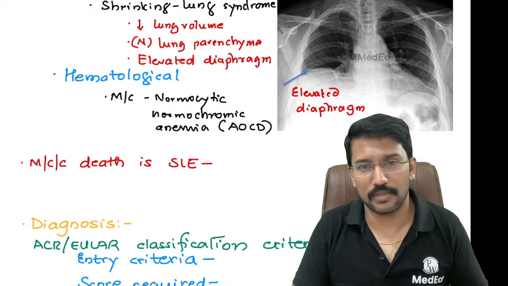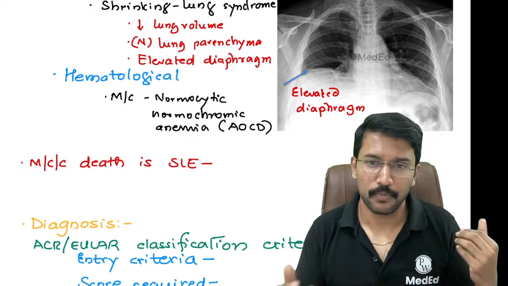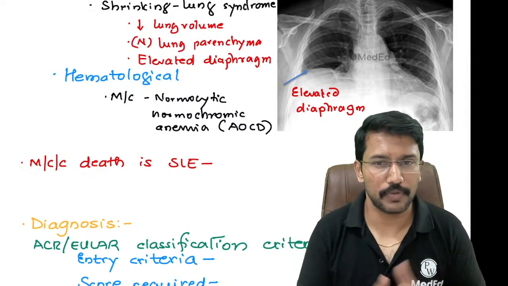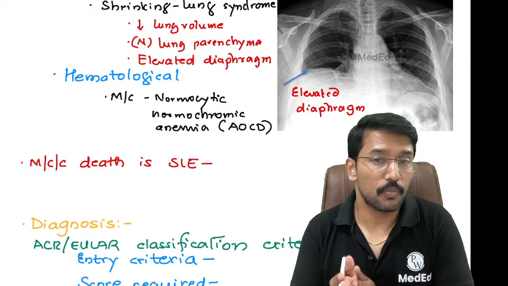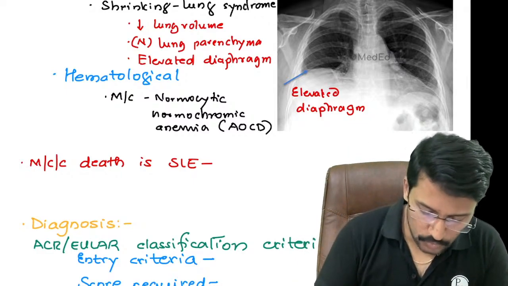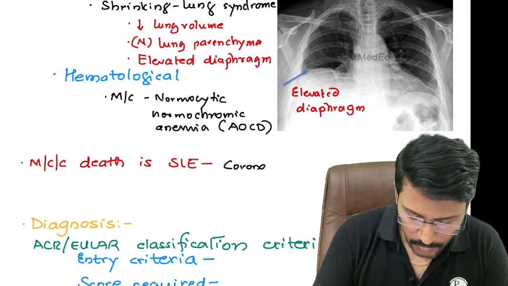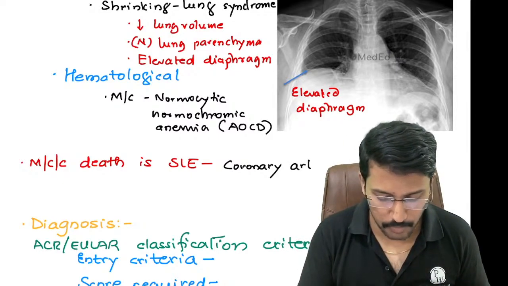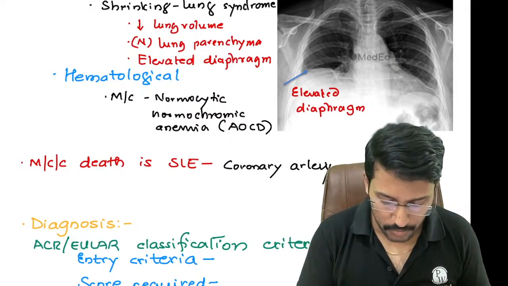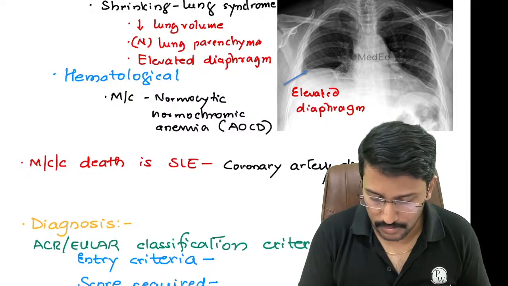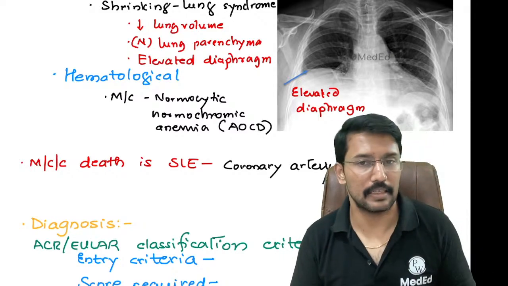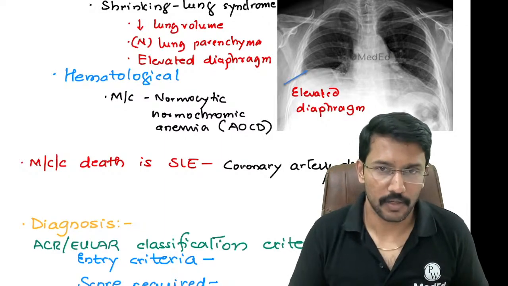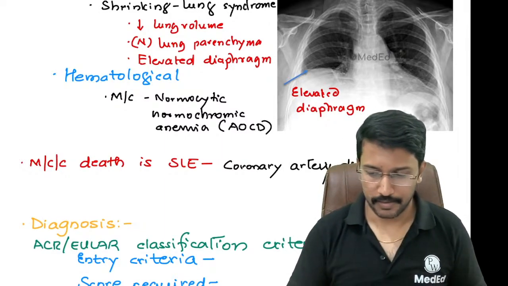A classical example is a very famous politician's wife who died quite young, and one of the theories was that she died because of SLE. What could be the most common cause of death? The most common cause of death is coronary artery disease. In patients with SLE, there is inflammation of the blood vessels also, and the inflamed blood vessels have the tendency to clot, right? So coronary artery disease is the most common cause of death in SLE. Lupus nephritis is the second most common cause of death. It is no longer the most common cause of death.